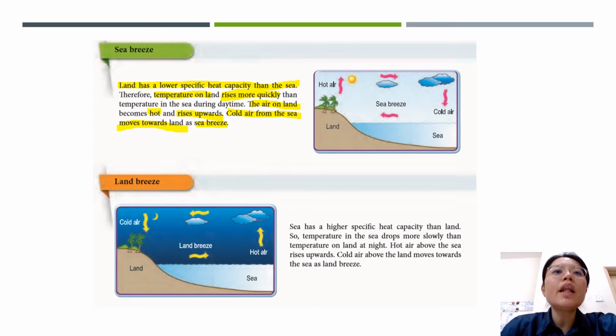On the other hand, land breeze. Look at the diagram. It is at night. Sea has a higher specific heat capacity than land, you should know. So temperature in the sea drops slowly at night. So hot air, which is less dense, above the sea rises up. So cold air above the land moves towards the sea. That's why we name it land breeze. Please keep in mind sea breeze and land breeze.